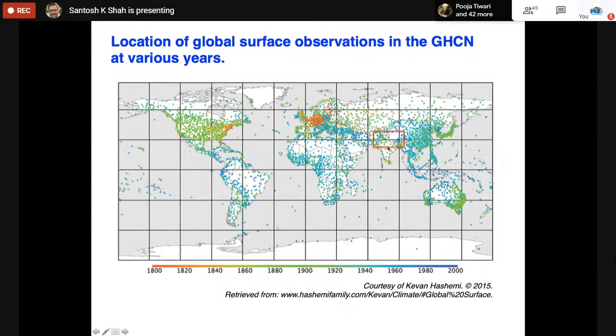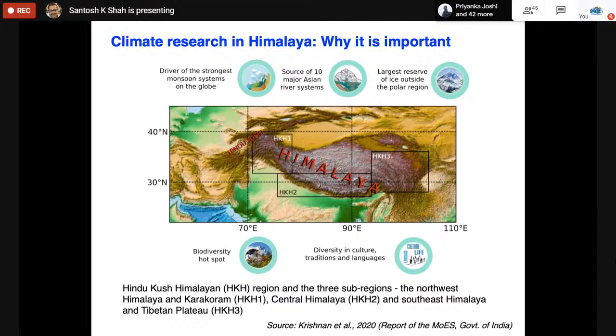So why are we interested in the Himalayan region to study dendroclimatology? Because the entire Hindu Kush Himalayan region is the driver of the strongest monsoon system on the globe. It is the source of 10 major river systems, so the people living downstream benefit from the water availability, and it helps in various factors like tourism and daily livelihood. The Himalayan region is also the largest reservoir of ice outside the polar regions, the Arctic and Antarctic. It has high diversity in culture, tradition, knowledge, and languages. It is a high biodiversity hotspot, and even the Eastern Himalayan region is considered a high biodiversity hotspot.